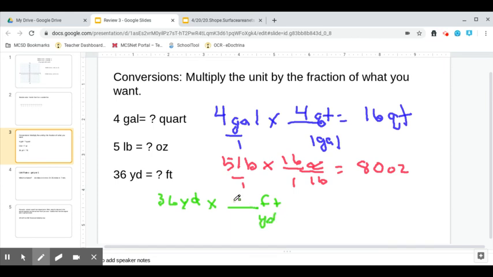So I know there is 3 feet in 1 yard. So 36 times 3 is 108 feet. Okay. Let me do one slightly different one.